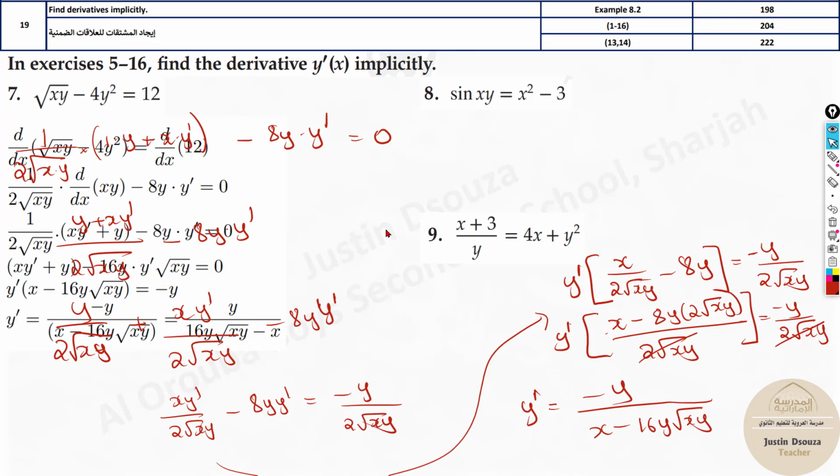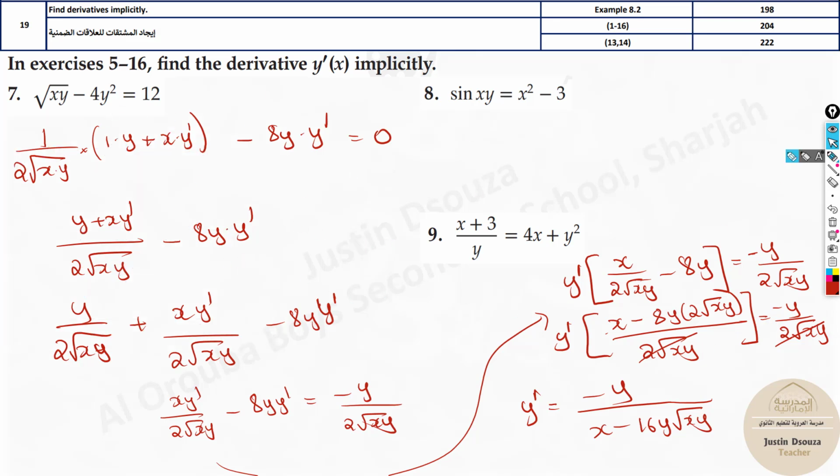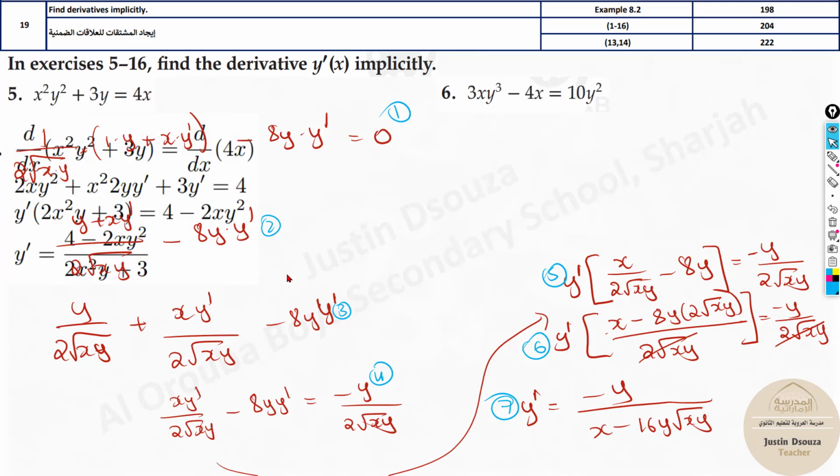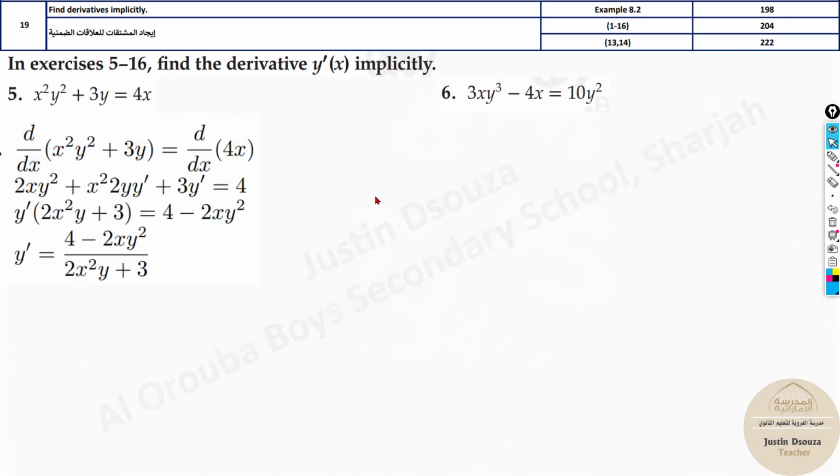So this is how we solve it implicitly. You can see the steps. I'll just mark the steps over here. This is the first step, 1, 2, 3, 4, then 5, 6, 7. You can do it in a different method as well, but ultimately the answer will be the same. See, my steps are a little different. Over here they have done it a little differently. Whichever is easy.